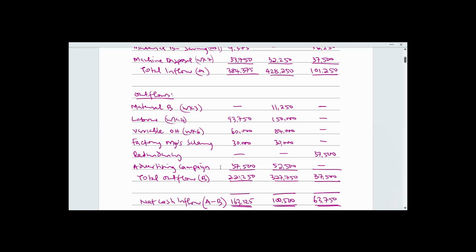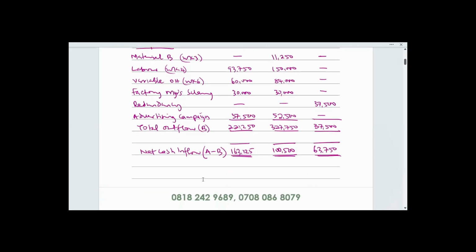Had we been asked to advise, we would have selected the option that produces the highest net cash inflow, which is option number one, to produce 25,000. But the examiner did not ask us to advise. You are only asked to provide a detailed calculation, and that is what we have done.